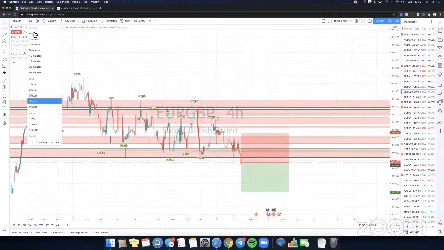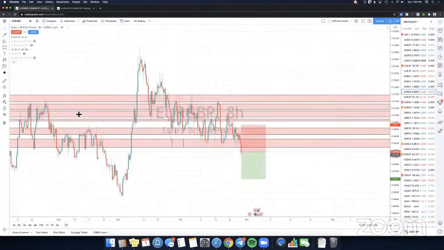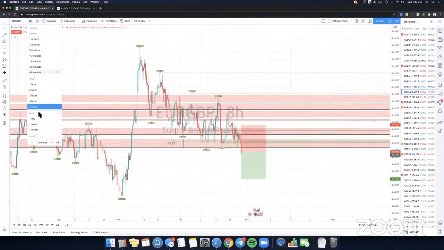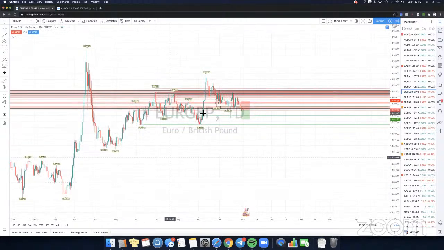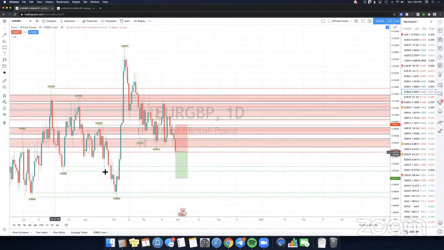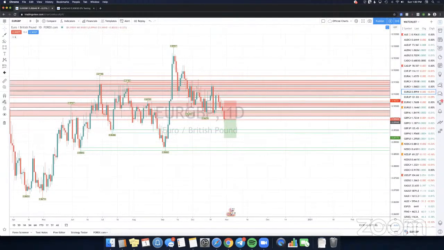What I'm going to do is go on the higher time frame, the 8 hour. Nothing there, right? So I'm going to go on the daily. There we go. So we have the lower zones right here. This is going to be a little bit of an issue because the price is right here and this zone is so close.